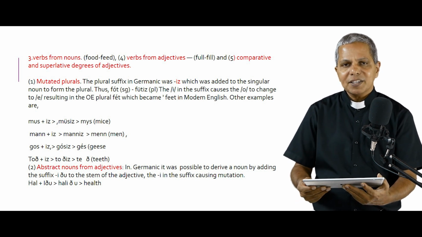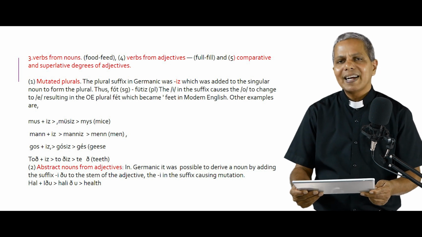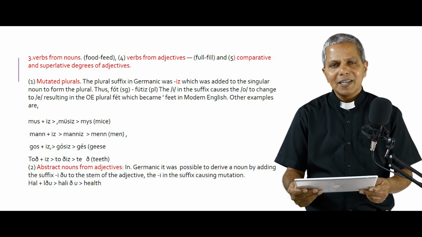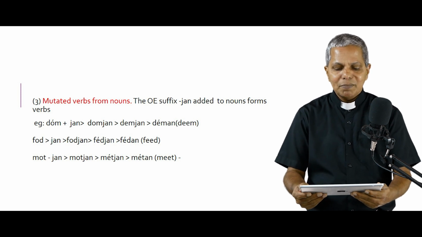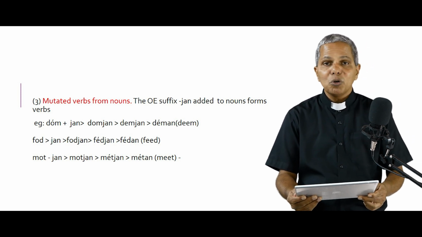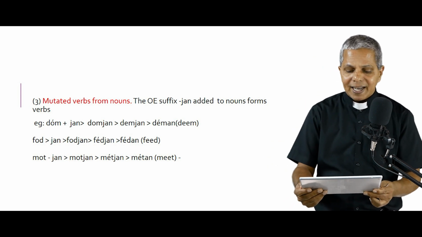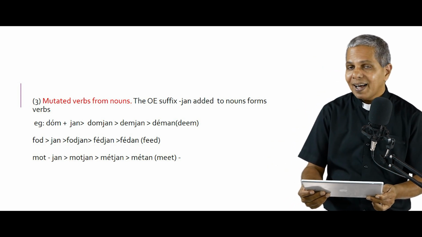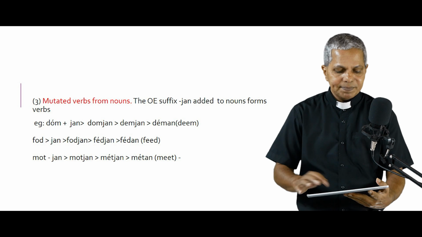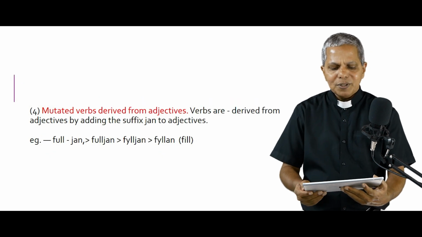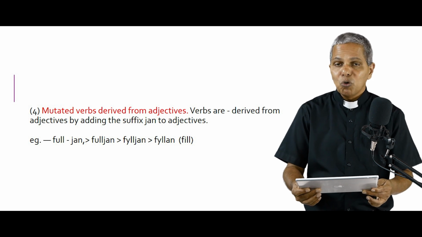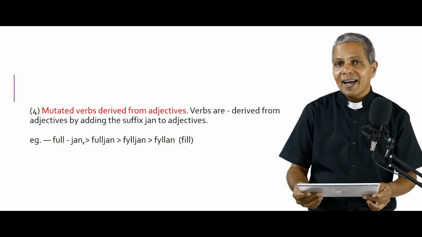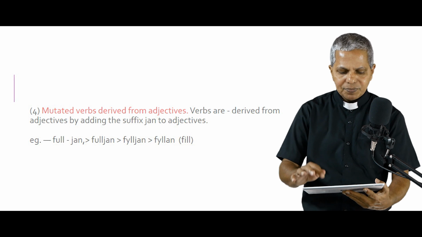Then we have abstract nouns from adjectives. I have already explained how hal plus idu becomes health. Then mutated verbs from nouns. Once again, I am telling that extra example. Fodjan becomes fedjan, and finally it becomes fedian, and it becomes feed. Then mutated verbs derived from adjectives. The example was fulljan. It becomes fillyan, and finally it became fill.